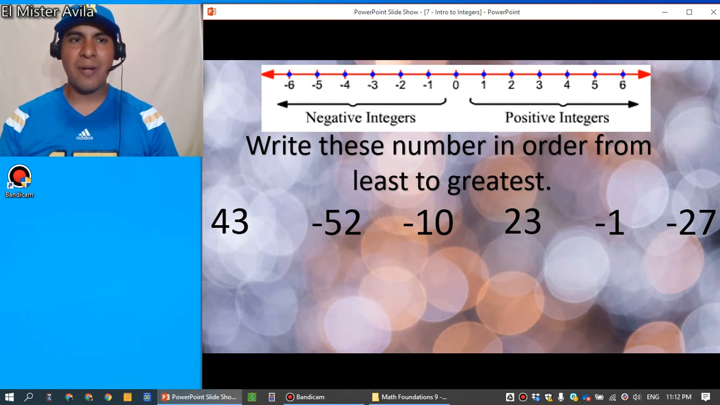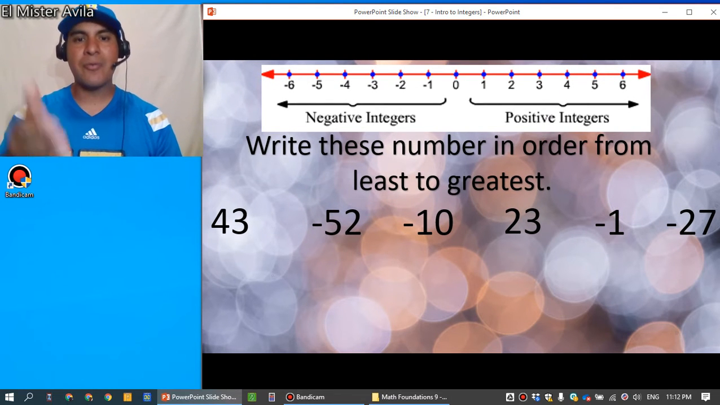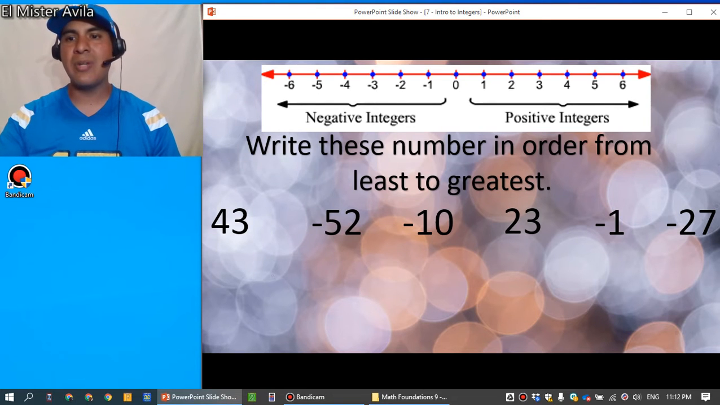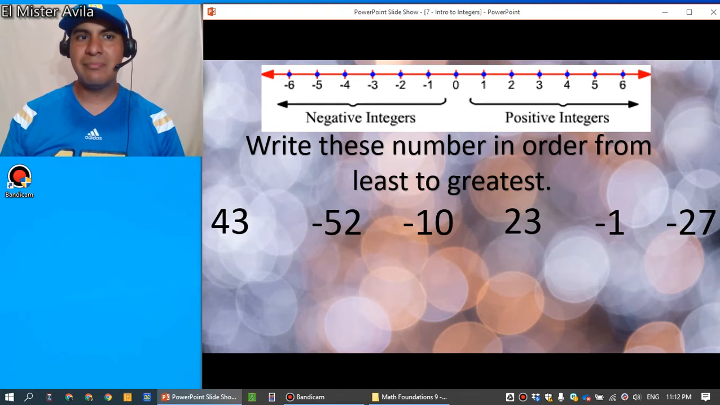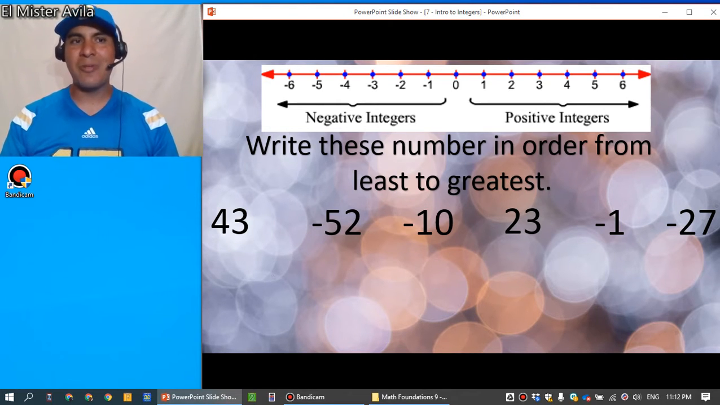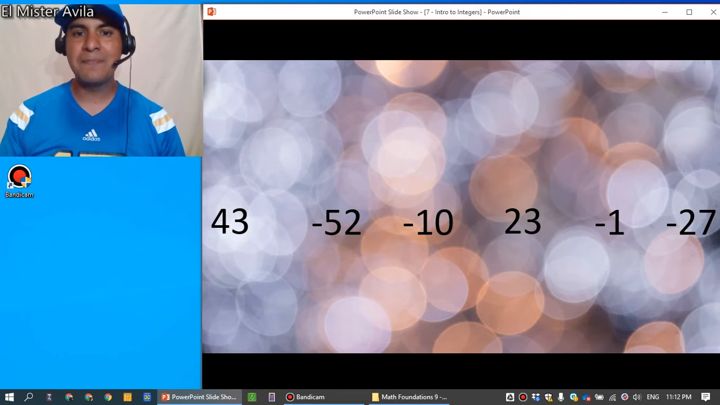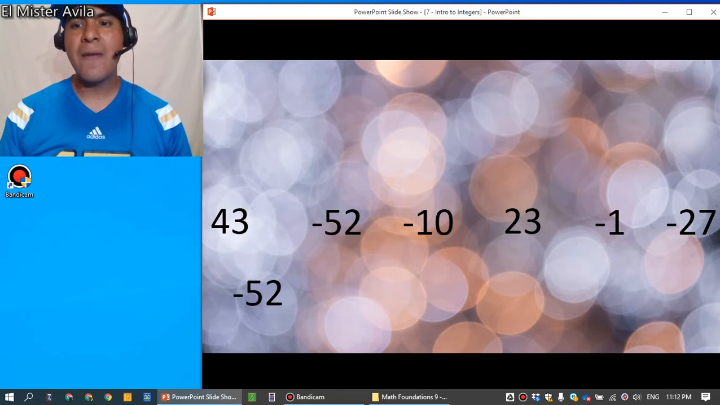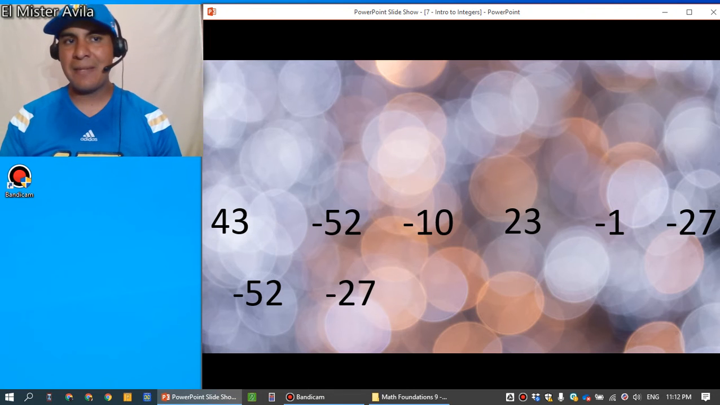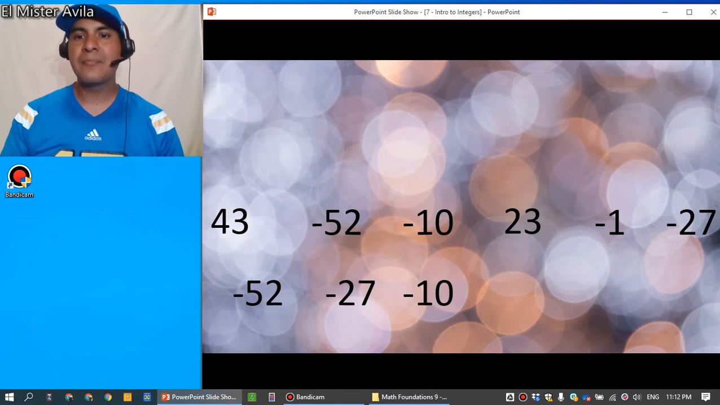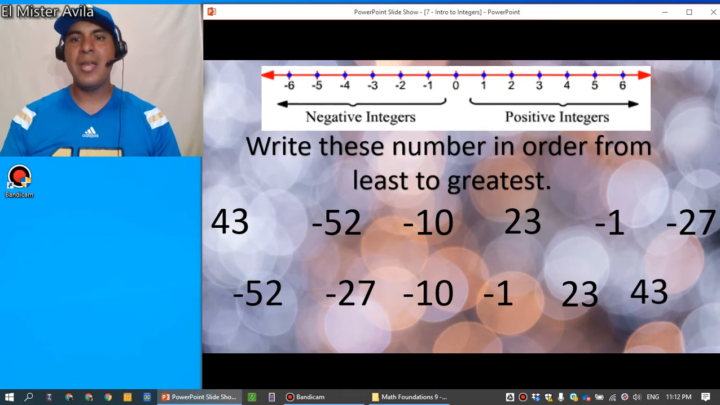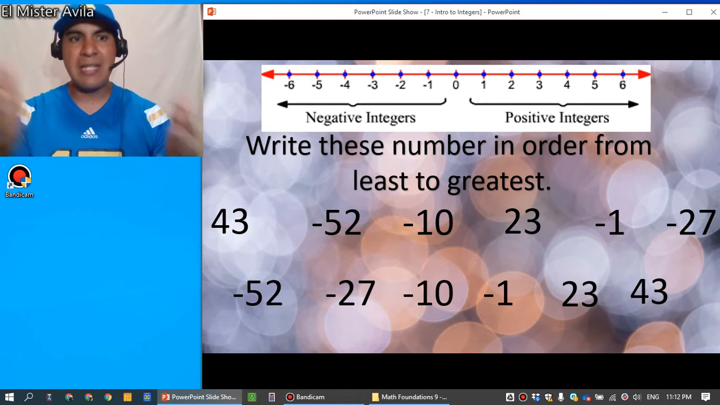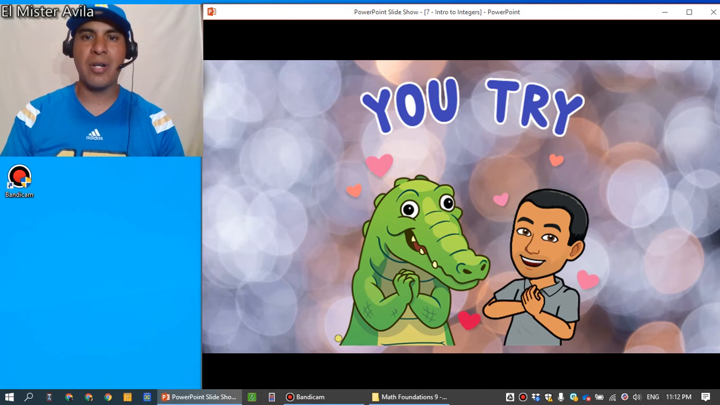Put these numbers in order from least to greatest. 43, -52, -10, 23, -1, and -27. Again, write them down. Write them in order. And we're moving on in 3, 2, and 1. The smallest number in this case would be -52, followed by -27, then -10, -1, 23, and 43. We've put these numbers in order from least to greatest. That's how these integers work.